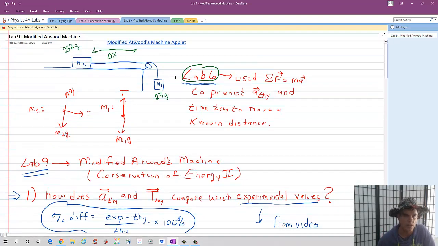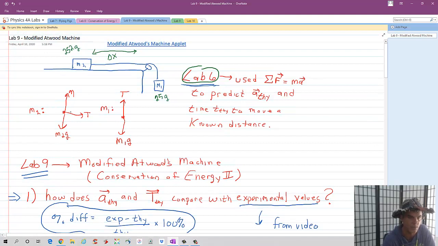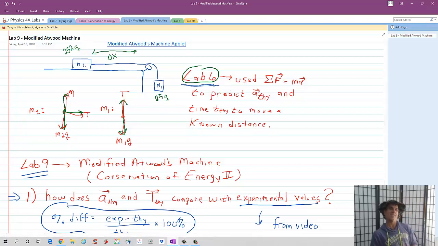If I look, there are only 3 forces acting on M2. I've got tension to the right, I've got the normal force straight up, and I've got gravity straight down. If I look at M1, the hanging mass, I have tension acting straight up, and I've got gravity, M1 g, acting straight down. In this system, since I'm assuming the pulley is massless and frictionless, the tension is the same all throughout the string.